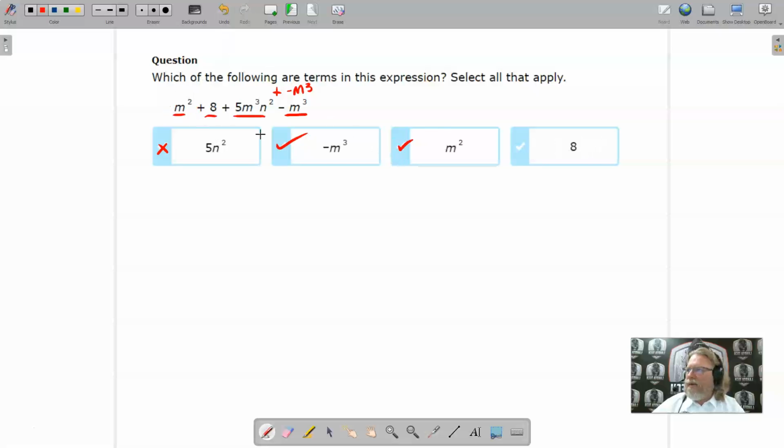And what about just 8 by itself? Indeed, we have 8 by itself as well. So this one works out as well. So the last three, only the first one was not a term of this expression.